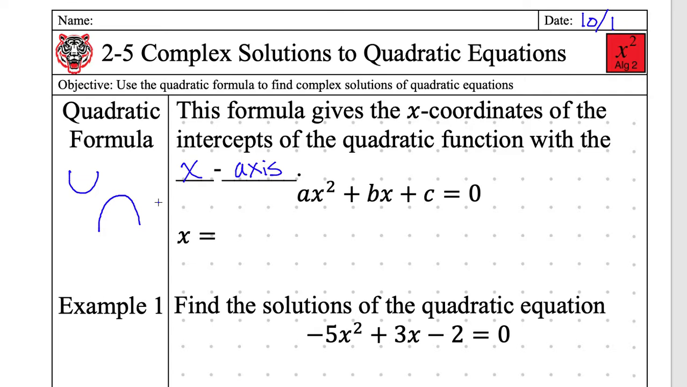Before, we weren't able to do things when we got a square root of a negative. You guys now know how to understand what a square root of a negative is. If I get the square root of negative 36, you'll be like, that's 6i. I did that in lesson 1. So we're advancing our knowledge.